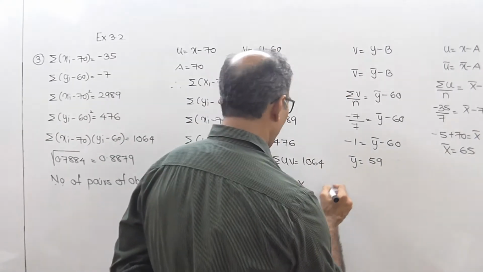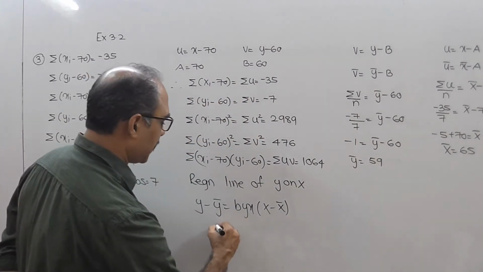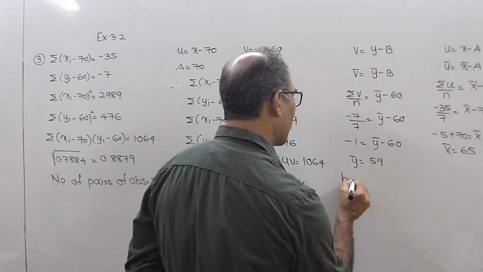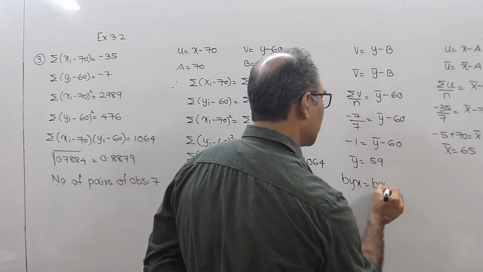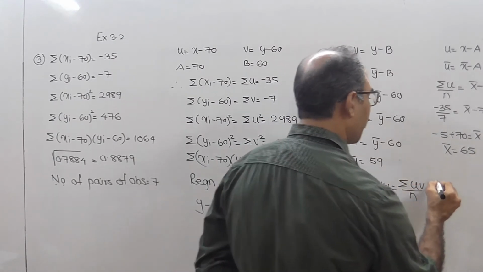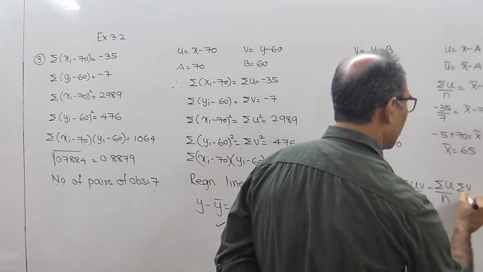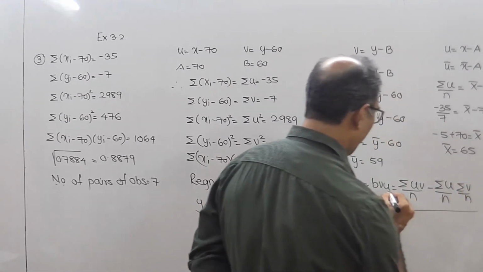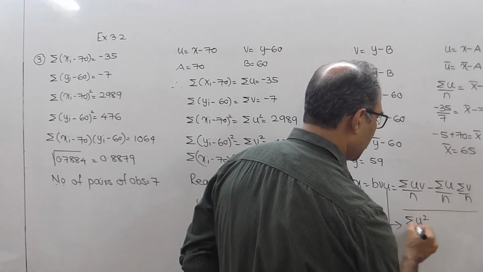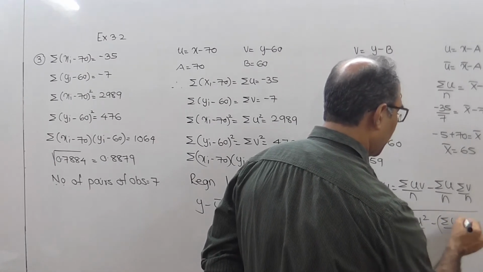So now I think we can go for the regression line of y on x, which is y minus y bar equal to b_yx, x minus x bar. I think I know y bar and x bar, so I think I can go for b_yx. b_yx is b_vu, which is equal to sigma uv upon n minus sigma u upon n sigma v upon n, the whole upon, last alphabet is u, that means this will be sigma u square upon n minus sigma u upon n the whole square.